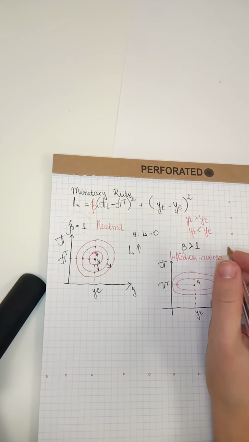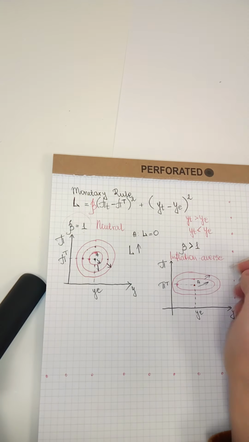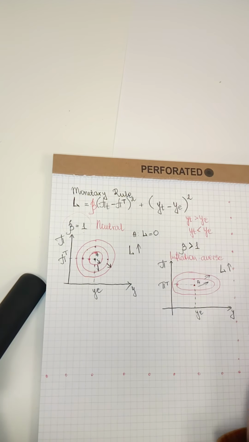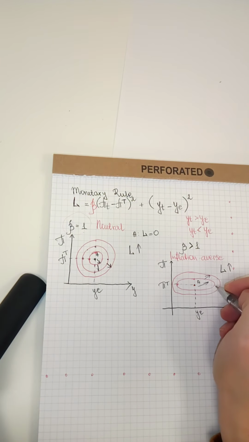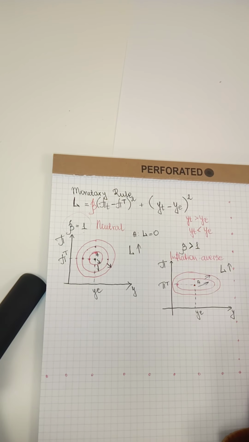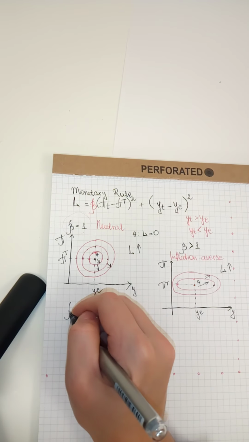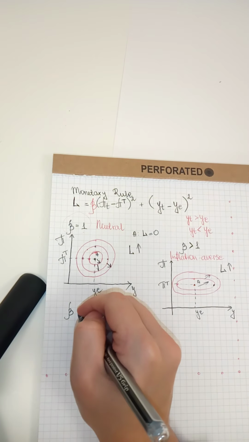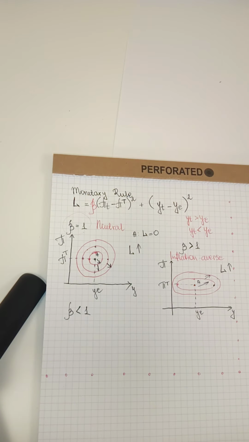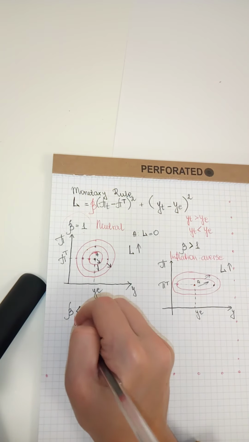Again, the same rule applies. When you move from inner to outer circle, losses of the central bank increase. And when choosing between, let's say, this circle and this circle, like this iso-loss curve and this iso-loss curve, central bank would be located at this curve because this one is associated with smaller value of losses. So finally, we have a situation when beta is less than 1. And in this case, we say that central bank is unemployment averse.